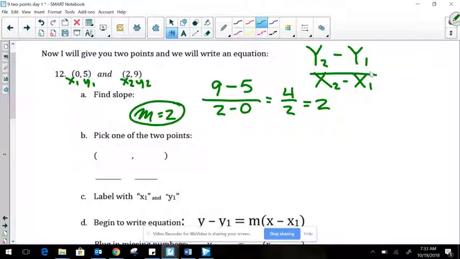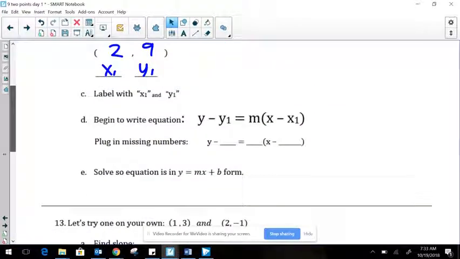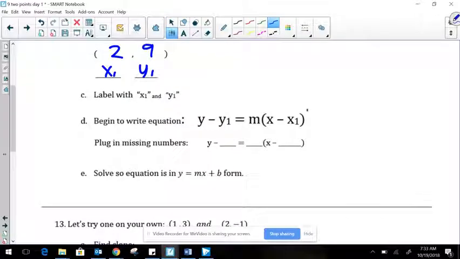All right, now it's telling us, let's pick one of these 2 points. We can pick whatever one. I'll pick the second one, 2, 9. I'm going to label then with x1 and y1. Okay, so I have my slope, my x1, and my y1. This is going to be plugged into what we call point slope formula. So this is that point slope formula. y minus y1 is equal to m times x minus x1.